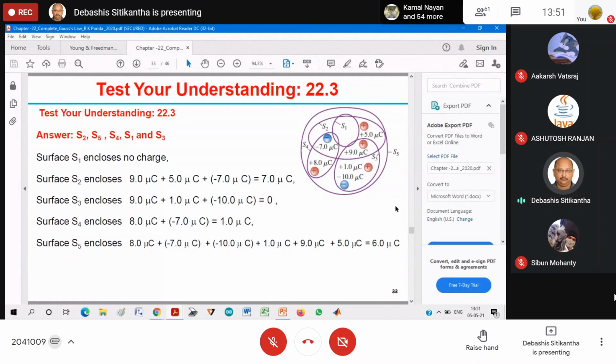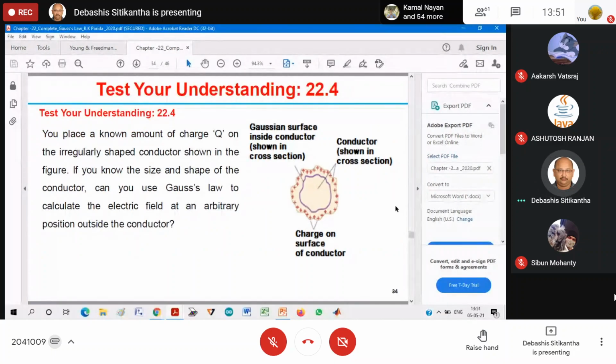The third question is this one. Now, look at this question. You place a known amount of charge Q on the irregularly shaped conductor shown in the figure. If you know the size and shape of the conductor, can you use Gauss law to calculate the electric field at an arbitrary position outside the conductor?